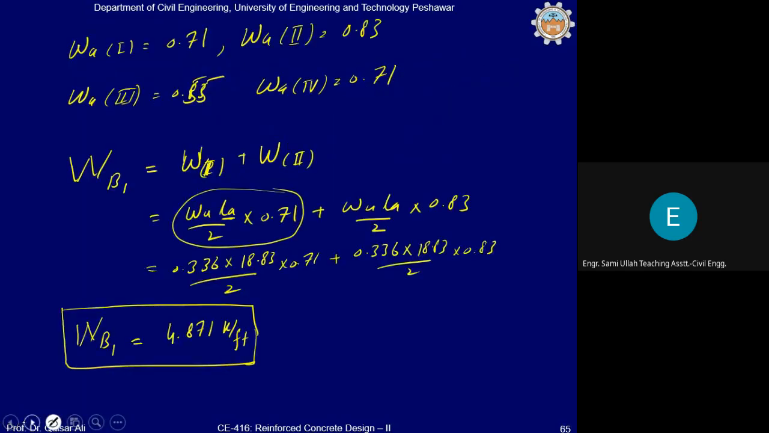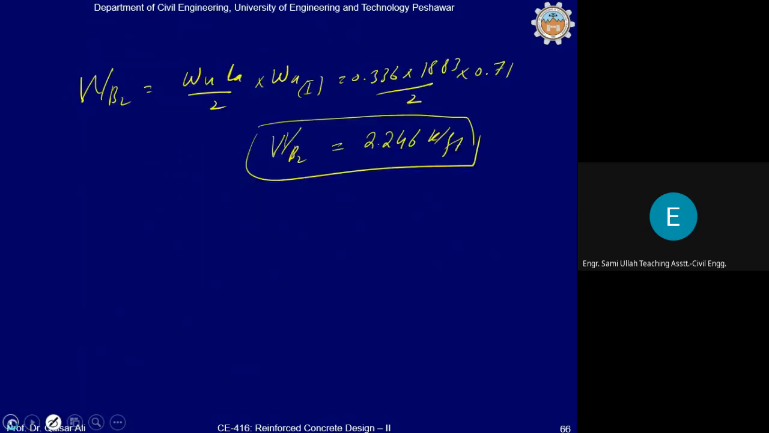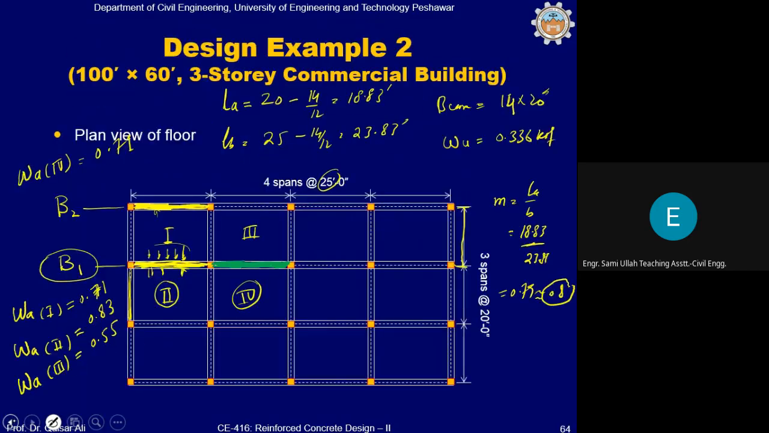Now coming to the load acting on the interior span of B1, this span. Some of the load will come from panel 3 and some of the load will come from panel 4. So you can calculate from this.